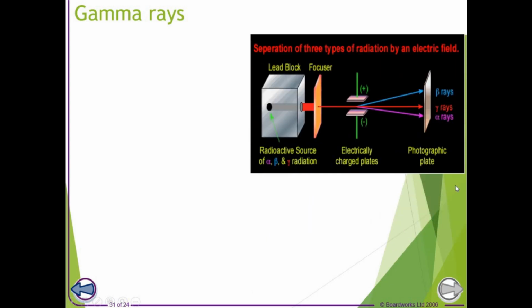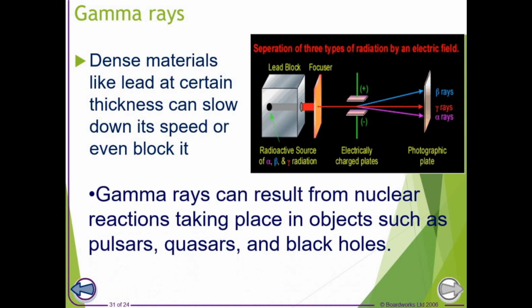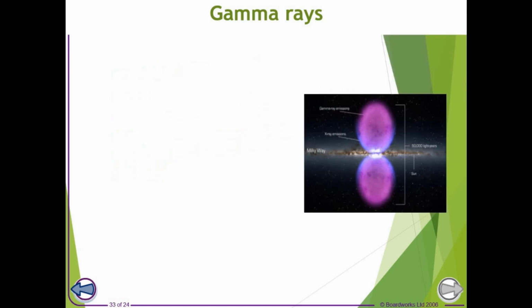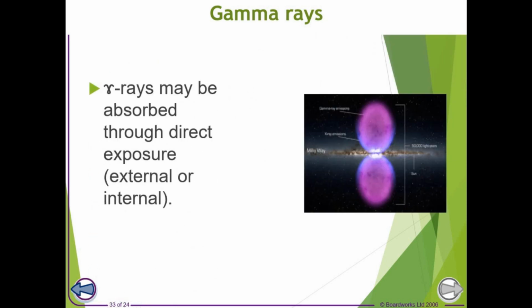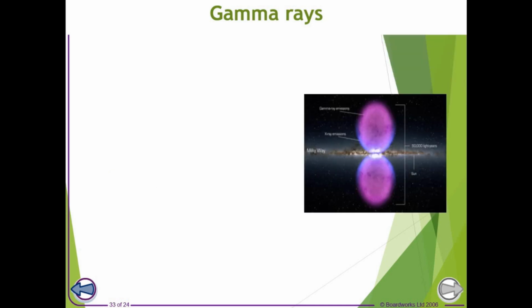Dense materials like lead at certain thickness can slow down its speed or even block it. Gamma rays can result from nuclear reactions taking place in objects such as pulsars, quasars, and black holes. Gamma rays are released spontaneously by certain nuclei of radioactive materials, called radioactive decay. Gamma rays may also originate from human-made sources like X-rays. These rays stay in the environment for as long as their energy is not used up.